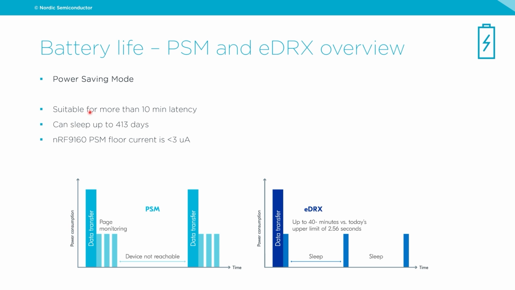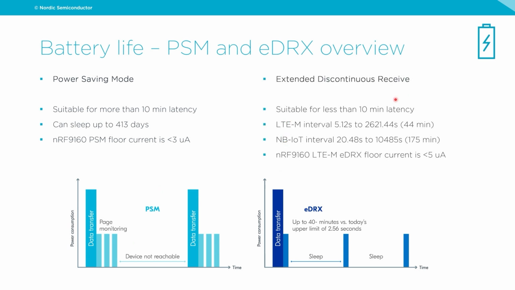But really what matters here is the average. And because sending data through Cellular IoT is so much more efficient, you send the data in larger packets, faster out of the radio interface. You can actually spend more time in a sleep mode, and your average power consumption will be comparable to other LPWAN technologies. And then we also have the eDRX, the extended discontinuous receive.